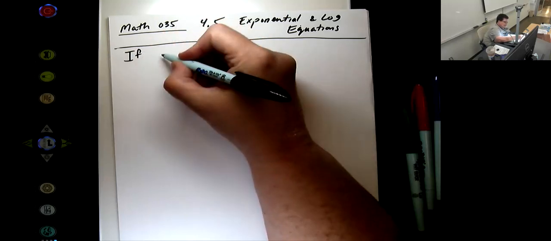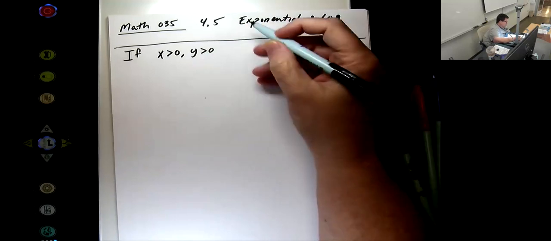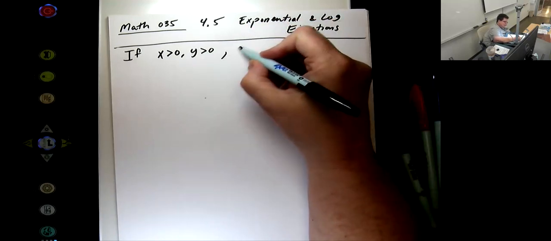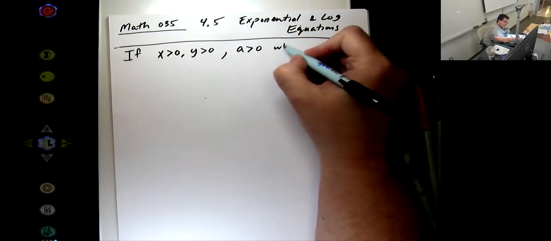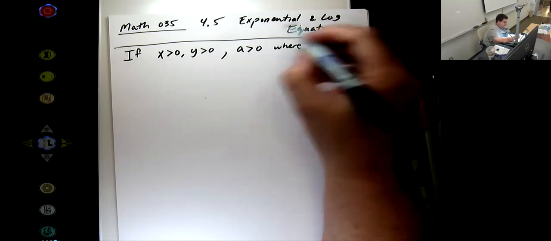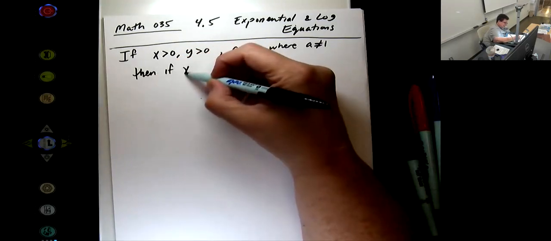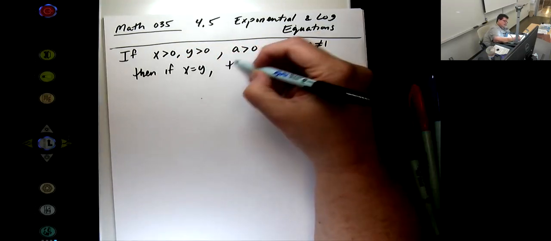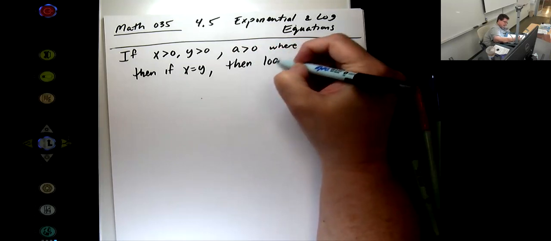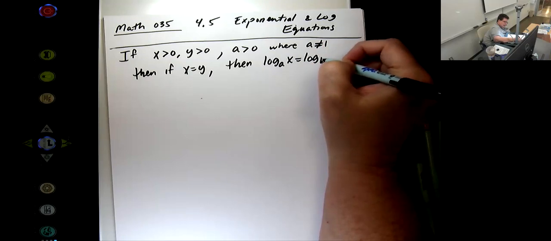I'm going to say you may not use it a lot this semester, but if we have x and y greater than 0 and a greater than 0, where a does not equal 1, then if x equals y, then log base a of x equals log base a of y.